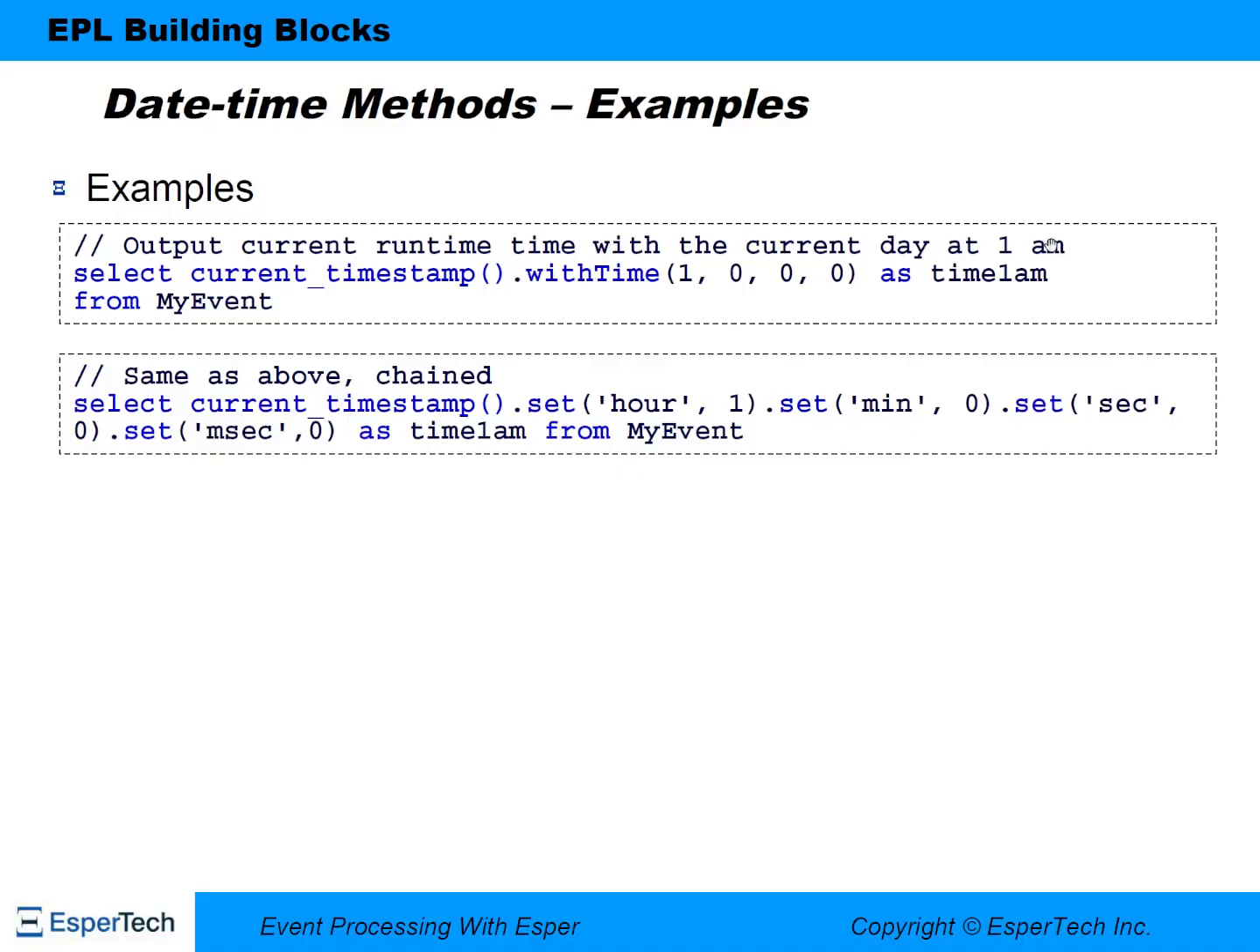The first example outputs the current runtime time with the current day at 1 a.m. Select current_timestamp.withTime(1, 0, 0, 0) as time1am from MyEvent. The second example outputs the same as above but has a chain call. Select current_timestamp.set('hour', 1).set('min', 0).set('second', 0).set('msec', 0) as time1am from MyEvent.